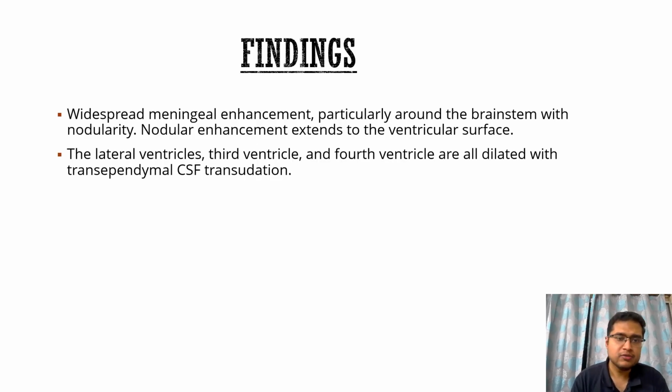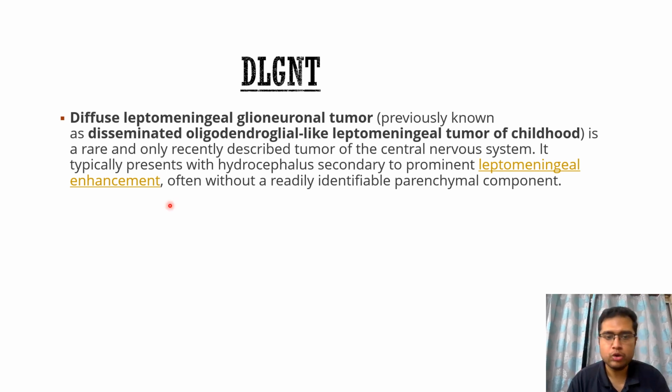So this is the finding, that is widespread meningeal enhancement, particularly around the brainstem with nodularity, nodular enhancement extending to the ventricular surface. The lateral ventricles, third ventricle and fourth ventricle are all dilated with transependymal CSF transudation. So it's a case of diffuse leptomeningeal glioneuronal tumor, which is a rare tumor of the CNS in pediatric age group, and it typically presents with hydrocephalus secondary to prominent leptomeningeal enhancement, often without a readily identifiable parenchymal component. So this is a very interesting case, and it is usually kept as a spotter nowadays frequently in the conferences.